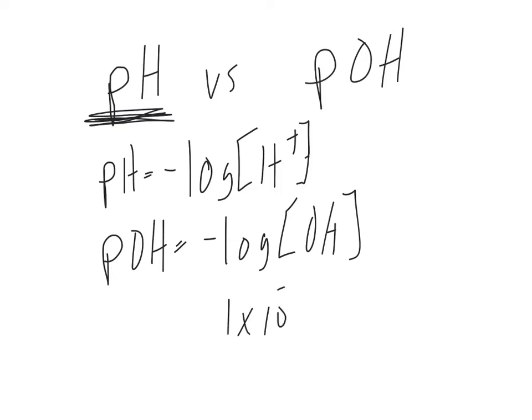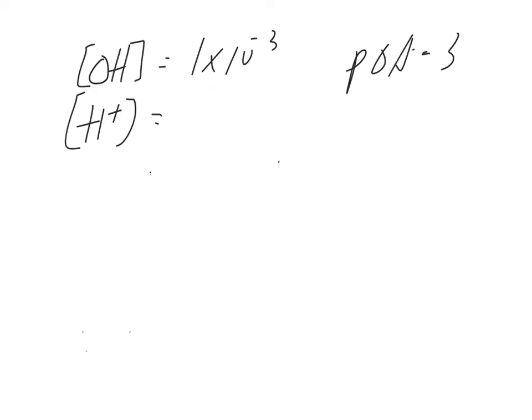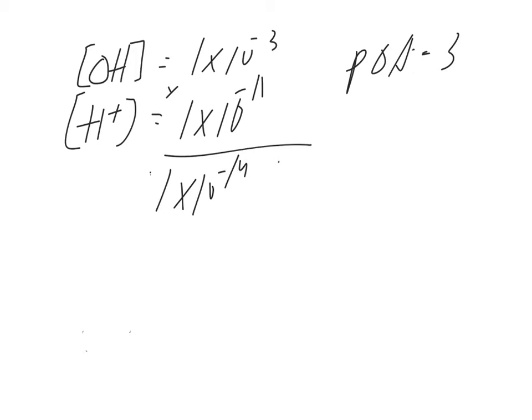times 10 to the minus 3, that means the pOH for the solution should be 3. This also means for that same exact problem that had the OH level of 1 times 10 to the minus 3, and we found out that the pOH should be about 3, for that same solution, the concentration of H plus should be about 1 times 10 to the minus 11, since the H and the OH should always multiply together to equal 1 times 10 to the minus 14, the Kw value for water.